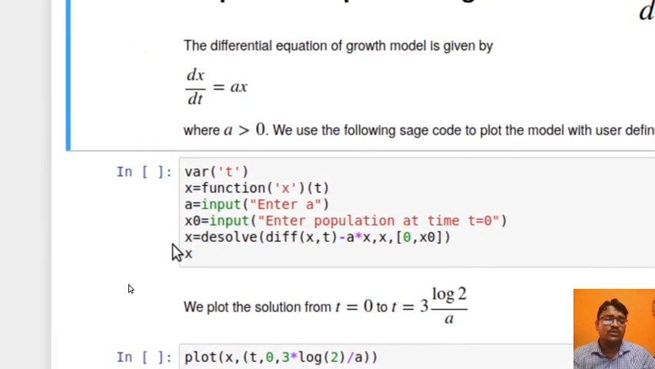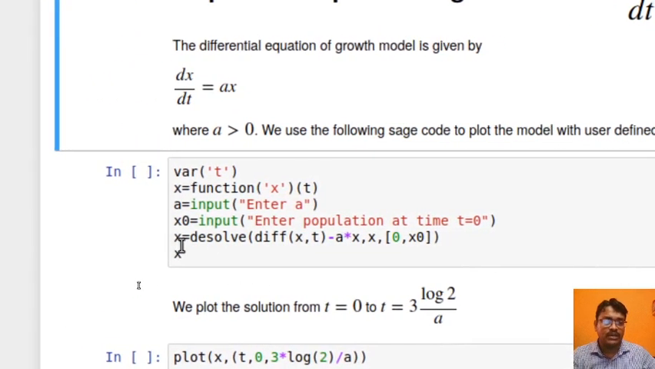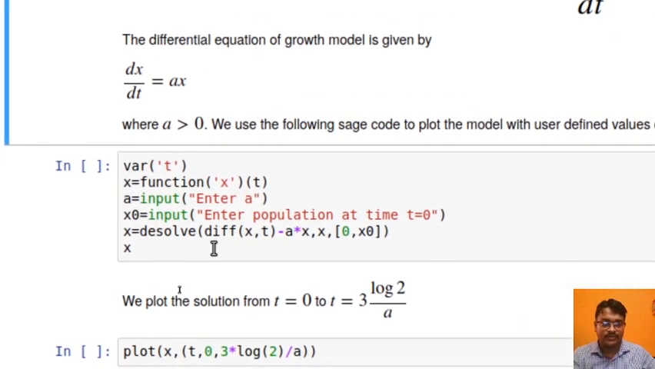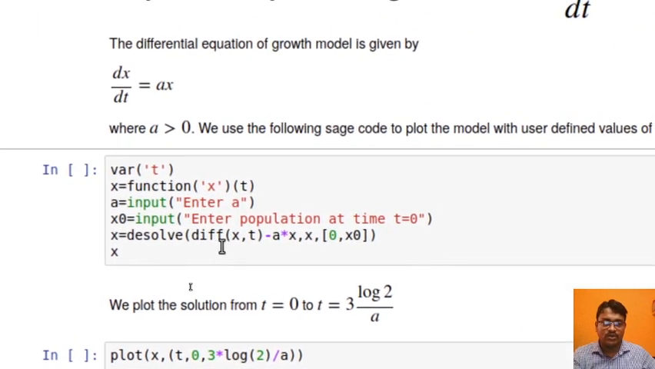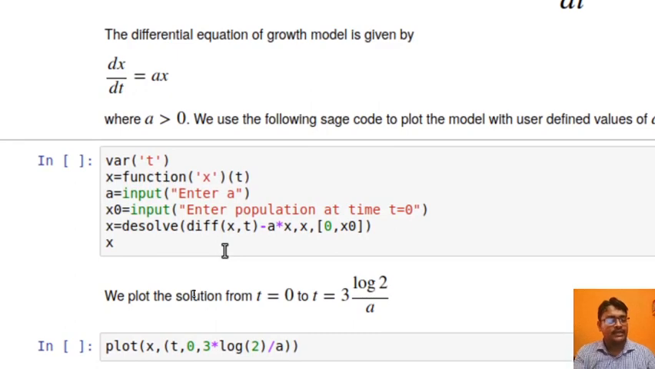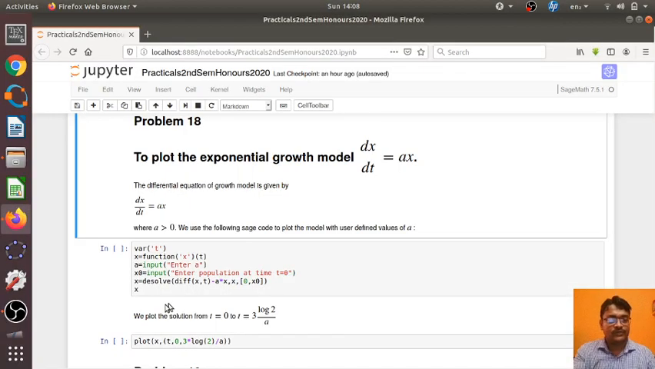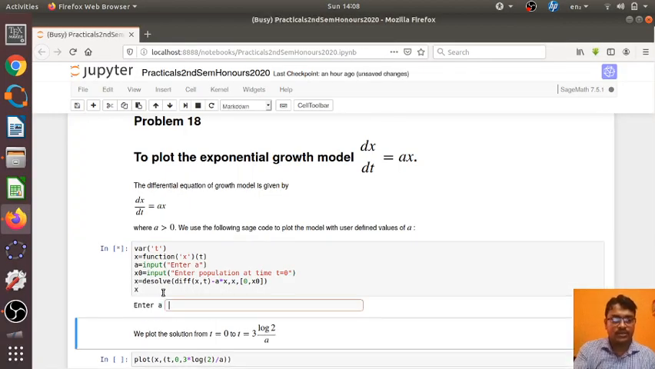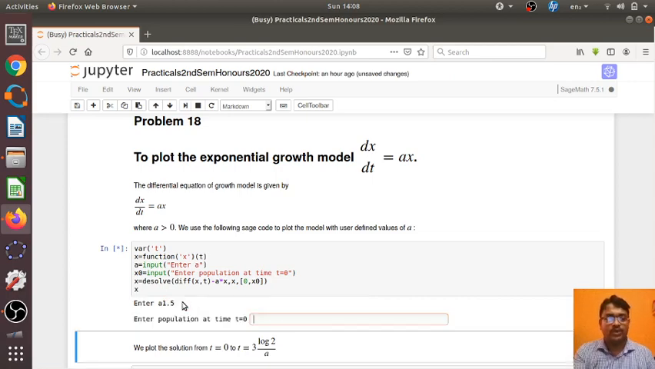We will assign it to some variable x or the function x itself, right? So x is equal to desolve of this quantity. Okay, and let us see what happens. Once we run this, it will ask us to enter the value of a. Let us write a as 1.5.